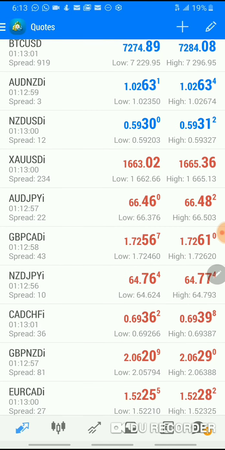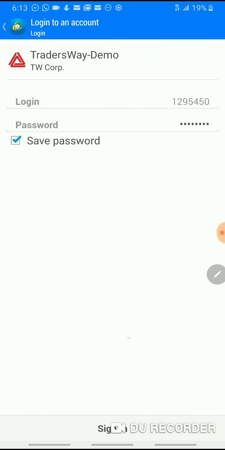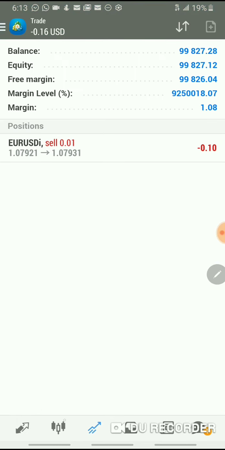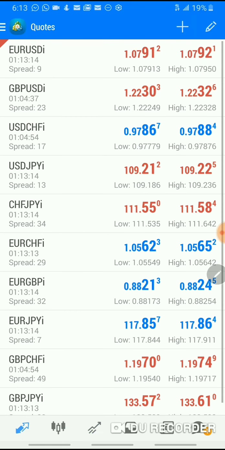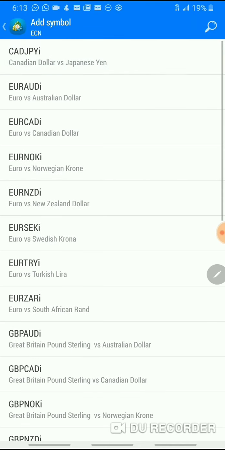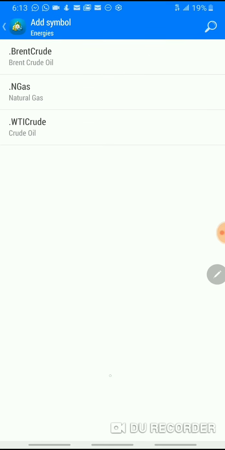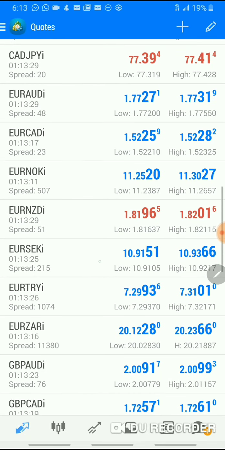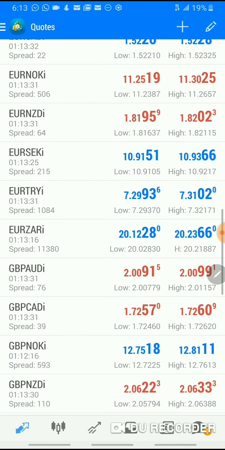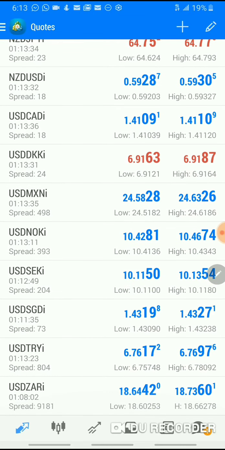All right, so something I was thinking there. Let's go back to Traders Way. I saw something to show you guys. Let's hope that I can find it back. All right. Let me see. Hope that I could find it back. All right. So don't forget you can trade crypto with Traders Way. Something I saw here with a very high spread. So let me show you guys this thing.